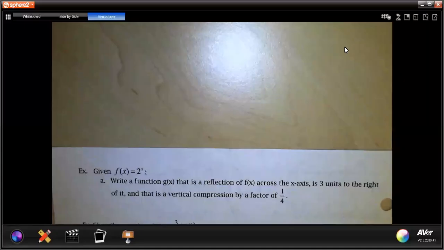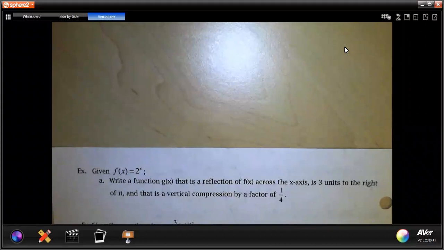All right, to work backwards from this, they're always going to tell you what the parent function is. So here they're saying given f of x equals 2 to the x, so you know this is the parent function. This is what we would want to write it with. Write a function g of x that is reflection of f of x across the x-axis, is 3 units to the right of it, and that is a vertical compression by a factor of 1/4.